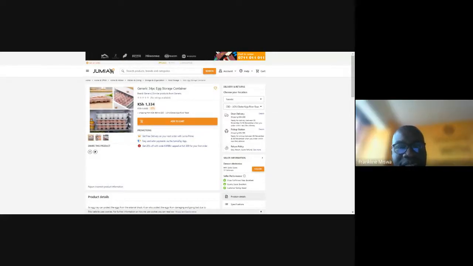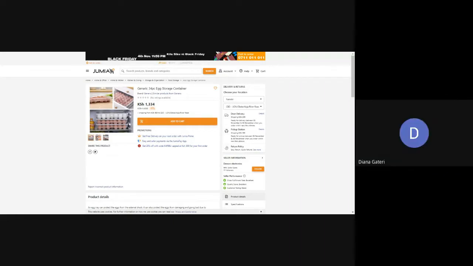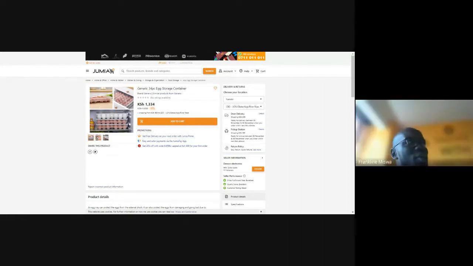So if you look at it, it's home and kitchen and dining, storage, organization. Categorization is usually very key, particularly when you look at your products. But because it's a home product and it helps you store eggs, it will be under storage and organization, oddly enough. Okay, yeah. So it will appear under home, which is the category.